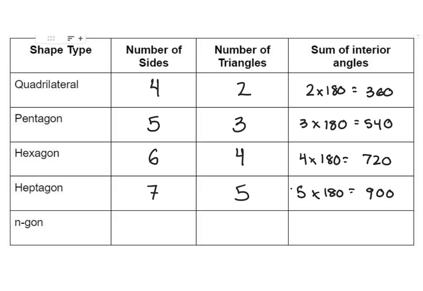And an n-gon, number of sides would be n. Number of triangles would be n minus 2, because every one of these numbers of triangles is 2 less than the number of sides. And so then the sum of the interior angles, n minus 2 times 180.